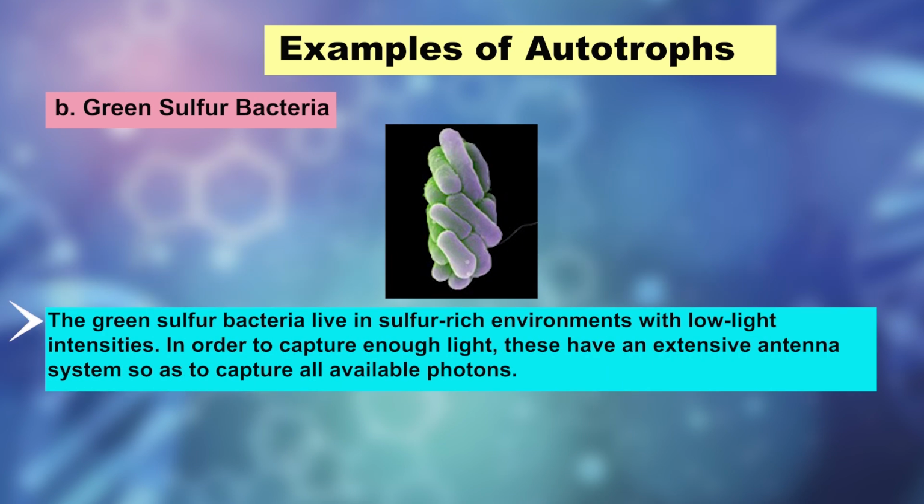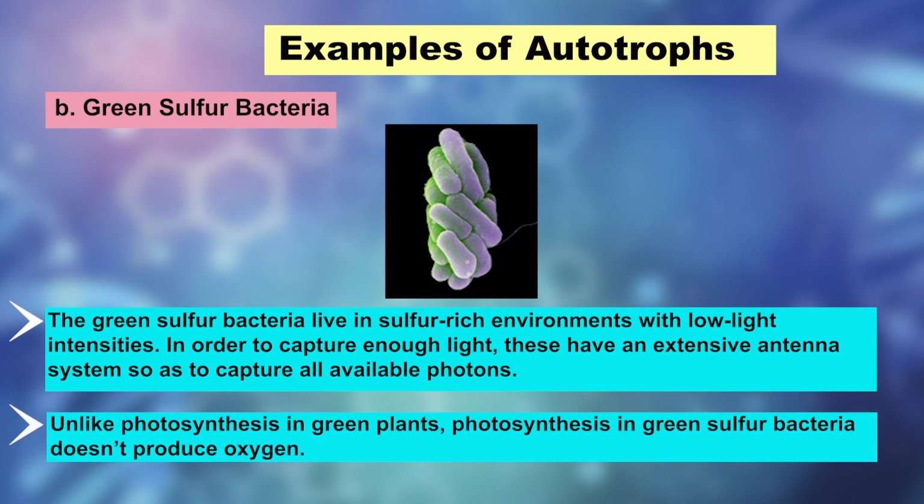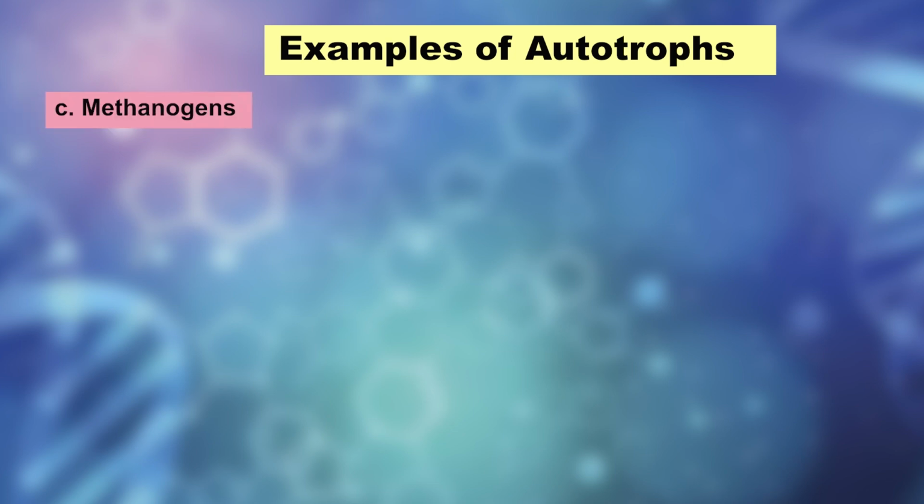The green sulfur bacteria live in sulfur rich environments with low light intensities. So, in order to capture enough light, they have an extensive antenna system so as to capture all the available photons. Unlike photosynthesis in green plants, photosynthesis in green sulfur bacteria does not produce oxygen. The next example is methanogen.